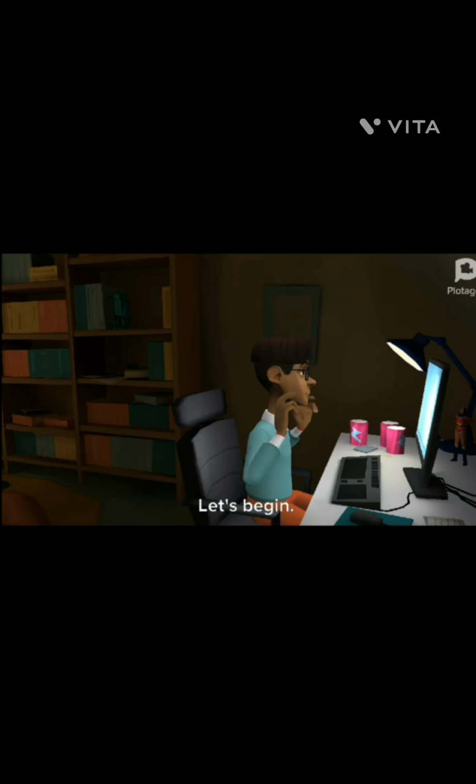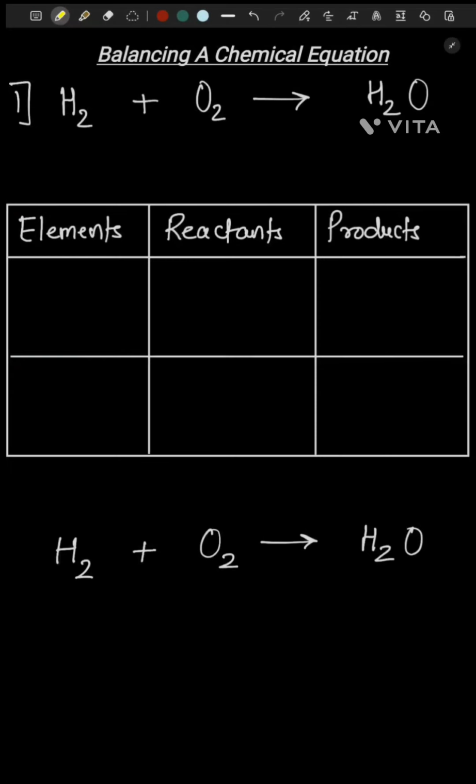Let's begin. Screen sharing. We are going to learn how to balance a chemical equation. For that, we need a chemical equation, which is here. This is the first one, and like that, I'll be teaching you around 25 of them, and we'll check whether the given equation is balanced or not. If not, then how to balance it. So let's start with the chemical reaction.